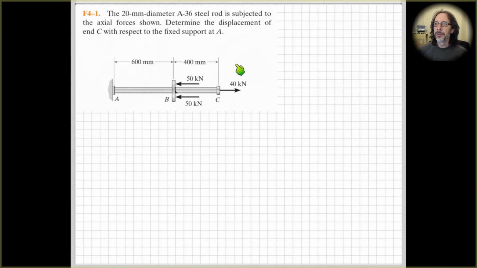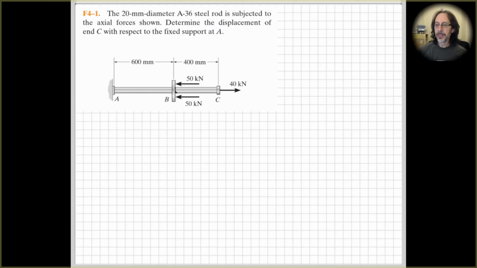In this Mechanics of Solids video, I'm going to go through a simple deflection problem. So let's have a look at the problem. Rightio, so here it is. We have this steel rod with some loads acting on it. So we've got an end load here of 40 kilonewtons and then a couple of 50 kilonewton loads acting partway along the rod. And we're asked to determine the displacement of C with respect to the fixed support at A.